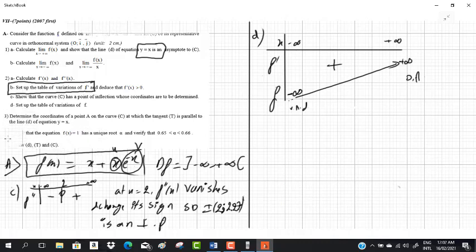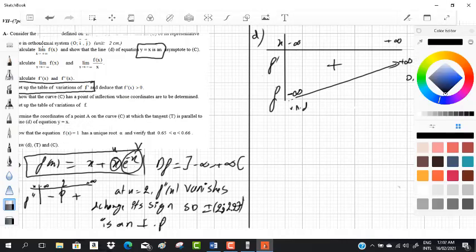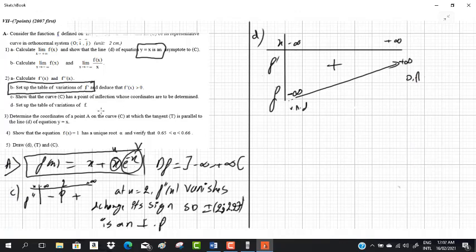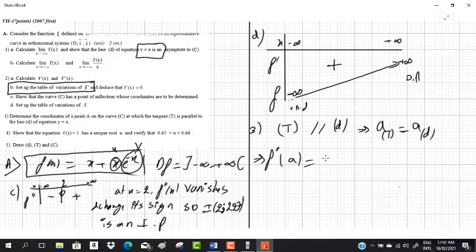Now part 3: determine the coordinates of the point A on the curve C at which the tangent T is parallel to the line D of equation y equal x. The tangent at A is parallel to the line D, so the slope of the tangent equals the slope of the line D. The slope of the tangent is always f prime of alpha. The slope of the line D equals 1.